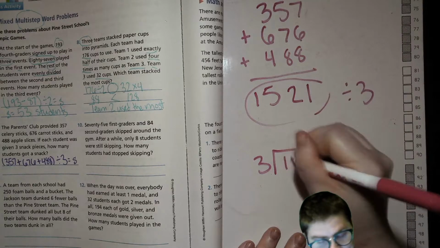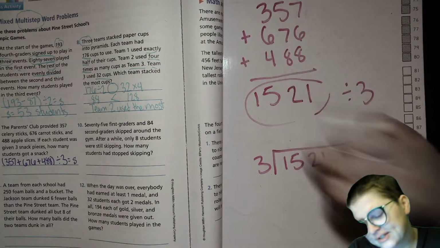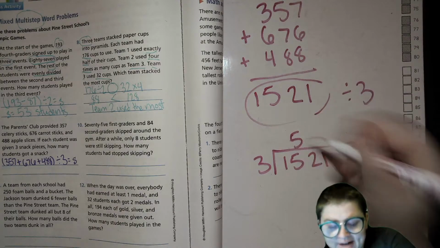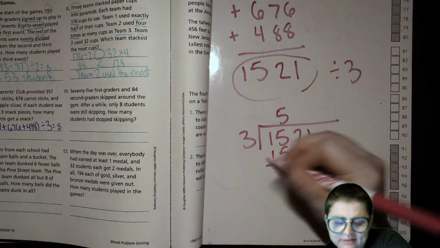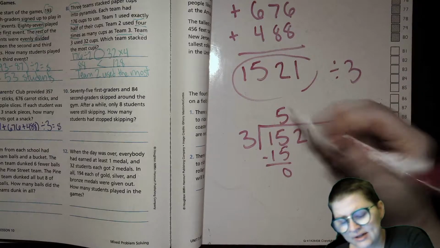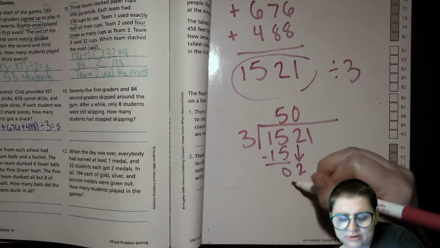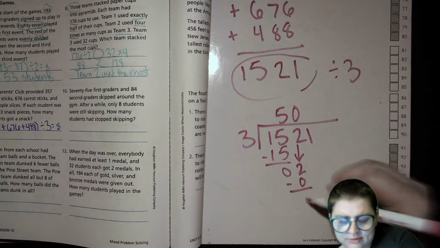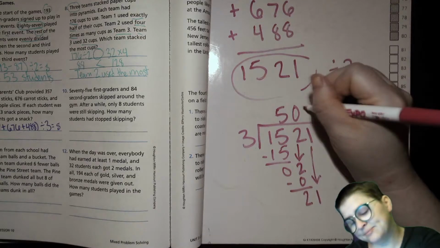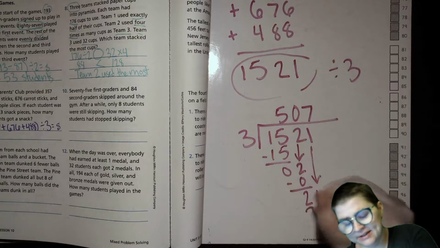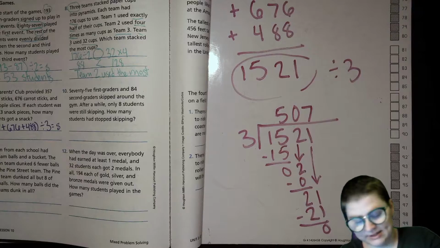Put that in there. 3 out here, 1,521. 3 goes into 1, not really. 3 goes into 15 5 times, right? 3 times 5 is 15. How nice. 0. Bring that 2 on down. 3 doesn't really go into 2. So 3 times 0 is 0. Bring that 2 down. Bring that 1 down. 3 goes into 21 7 times, and it is 21. And there is no remainder, which is great.